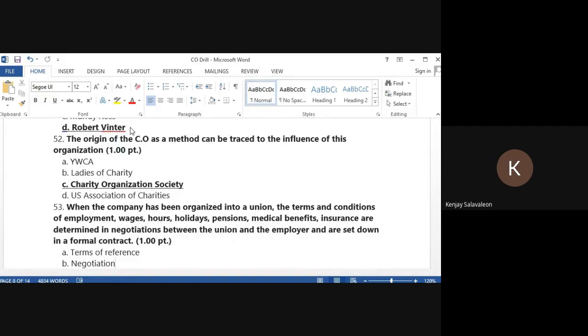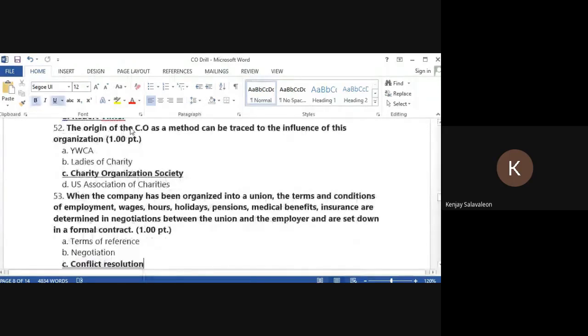52. The origin of CO as a method can be traced to the influence of this organization. It is the Charity Organization Society, or the COS. It was the COS who determined that social ills such as poverty are not a personal character defect. Instead, they identified poverty as a structural problem that needs structural reformation. So that is where the critical social work perspective through community organizing started, influenced by the COS. Therefore, the Charity Organization Society is the forerunner of CO in the international setting.